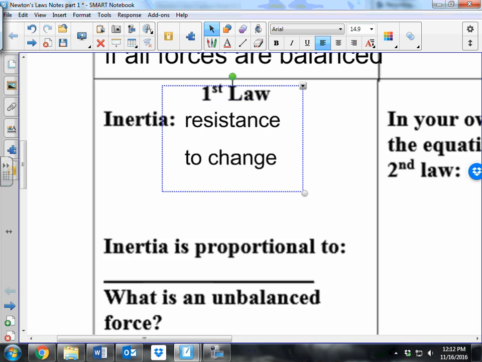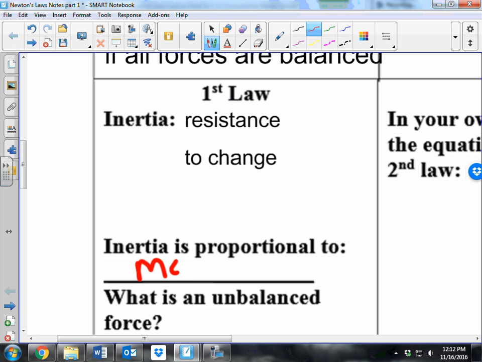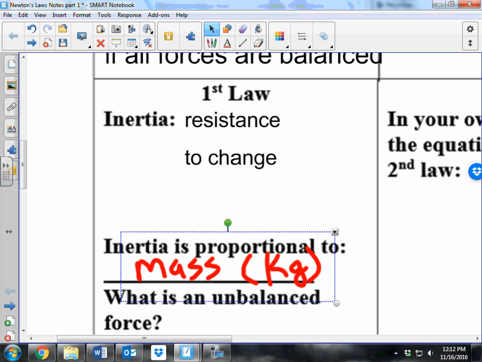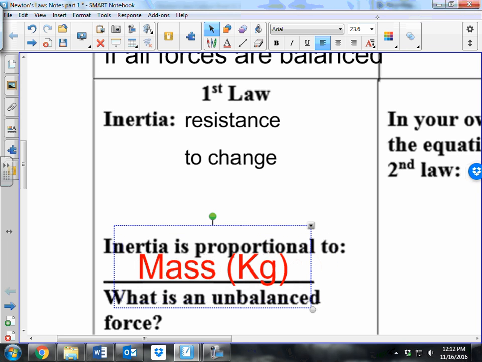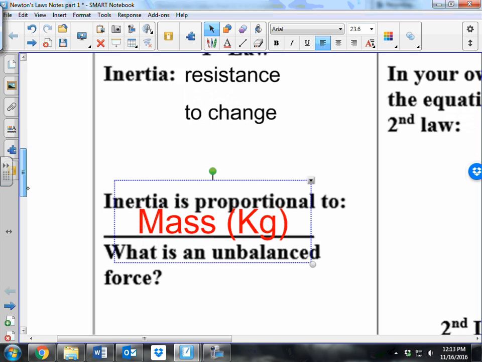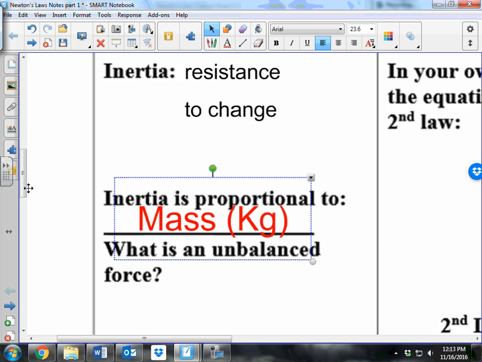So, inertia is resistance to change. It is proportional to mass, and mass is measured in kilograms. So the more mass I have, the more inertia I have. And as we've learned, if you have mass, you have gravity. So the more massive you are, the more attractive you are. But that also means that you have more inertia, because inertia, as Bill Nye says, is a property of matter. The more inertia you have, the more resistance you are to change.